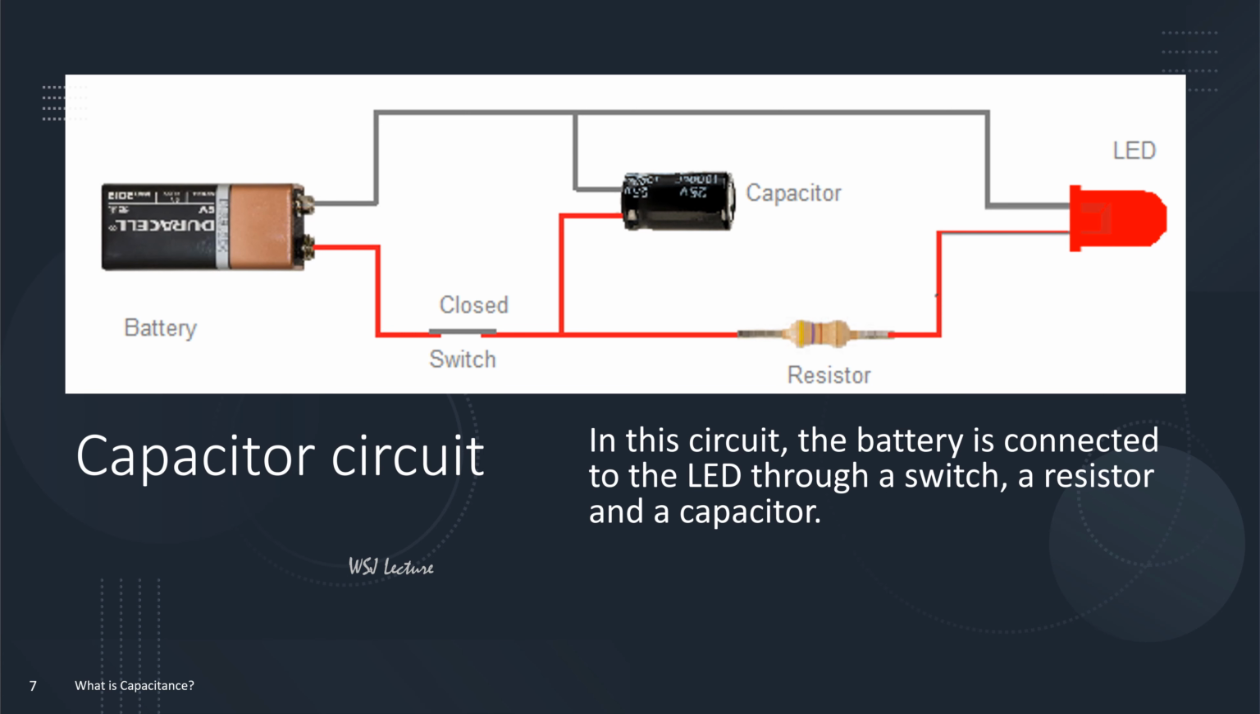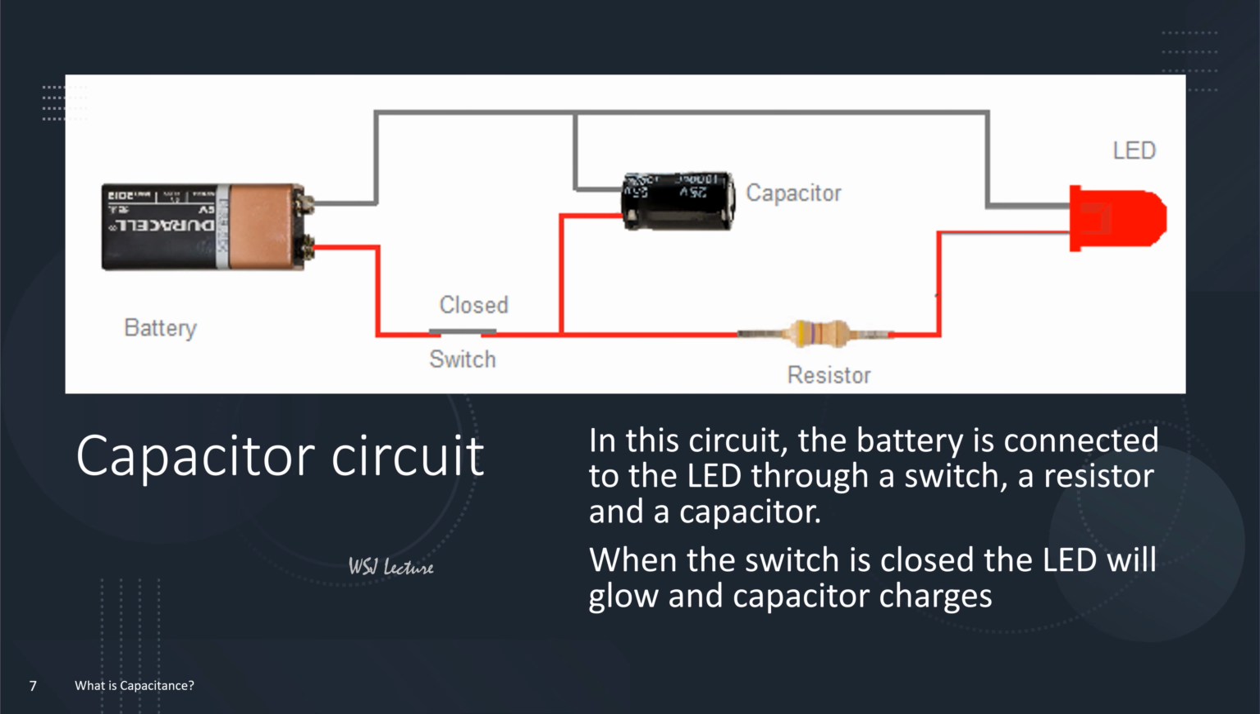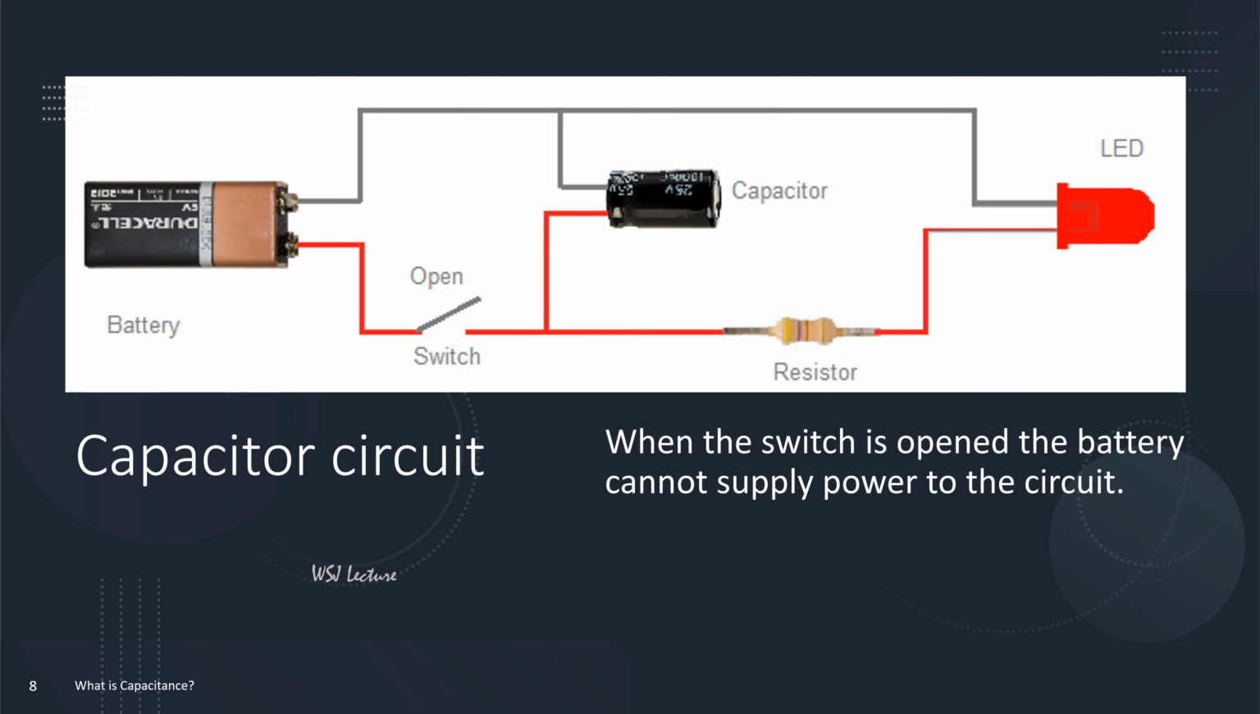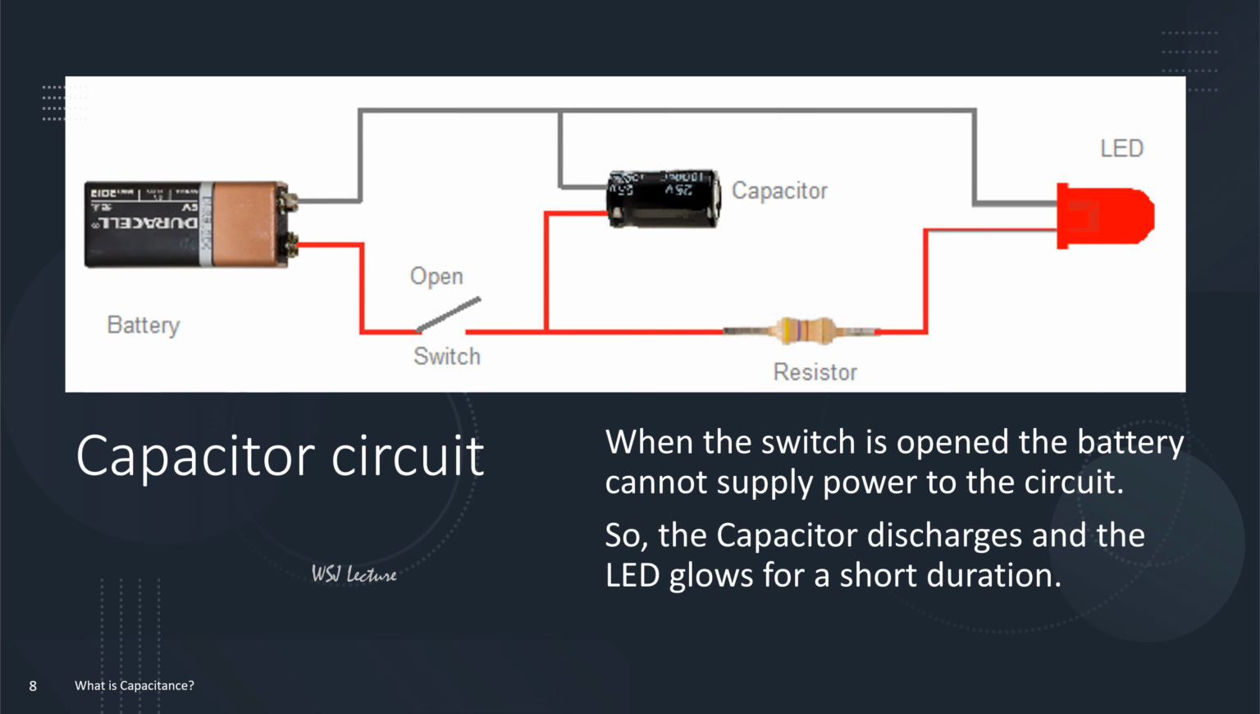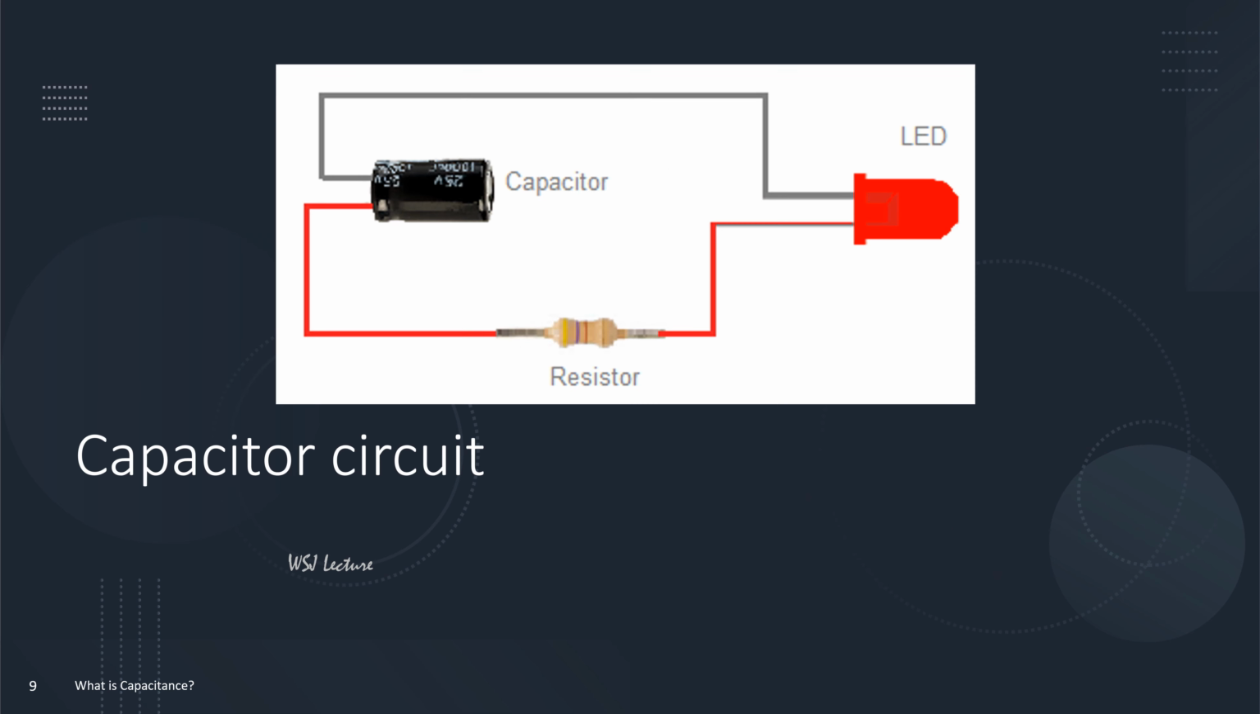In the circuit, the battery is connected to the LED through a switch, a resistor and a capacitor. When the switch is closed, the LED will glow and the capacitor charges. When the switch is opened, the battery cannot supply power to the circuit. So the capacitor discharges and the LED glows for a short duration. The LED will glow until the capacitor discharges all the charges.